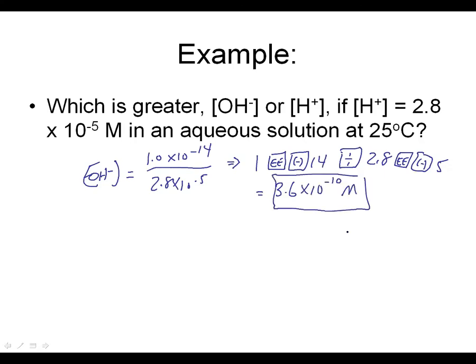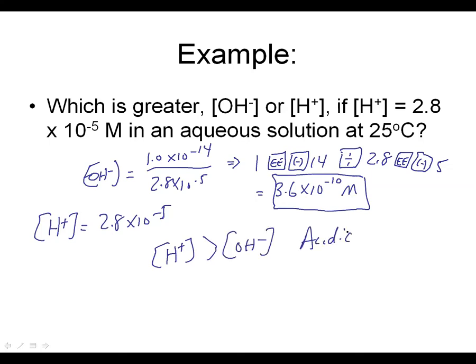And if we wanted to know if this is acidic, basic, or neutral, our H plus was 2.8 times 10 to the minus 5. Our OH minus is 10 to the minus 10. In this case, our H plus is larger than our OH minus, and this would be an acidic solution. Any questions on that calculation there?